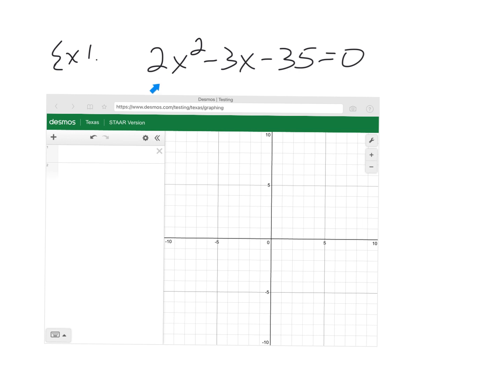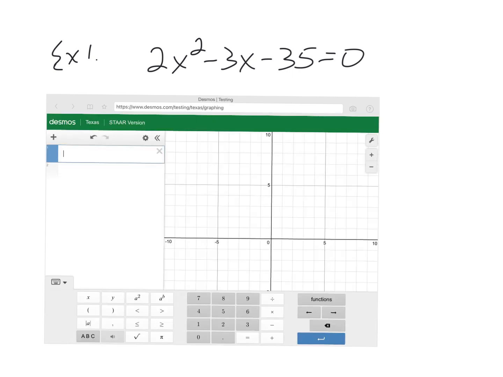Okay, so here's our equation that we just looked at, and I'm simply going to pull up my graphing calculator. Of course, in class, we have our Inspires. At home, you can Google the Desmos graphing calculator. It's the star version. Then I'm going to enter the equation: 2x squared minus 3x minus 35. And there you can see that it is graphed for you.